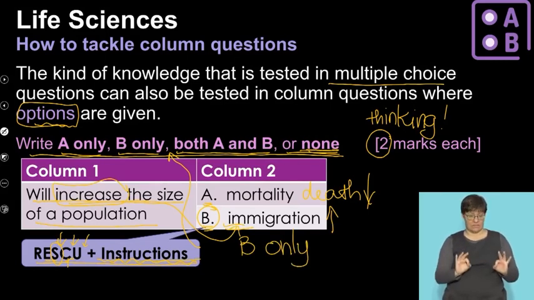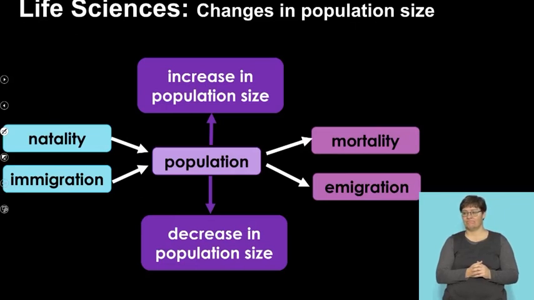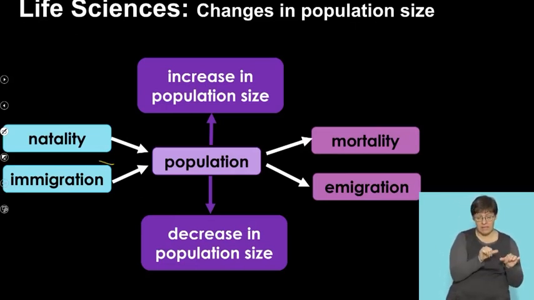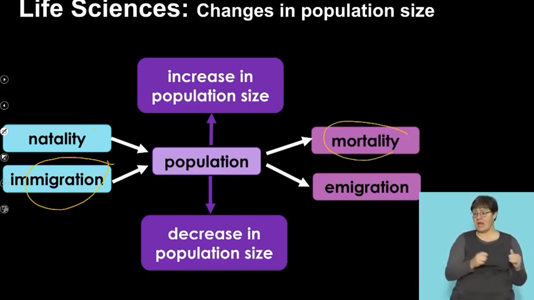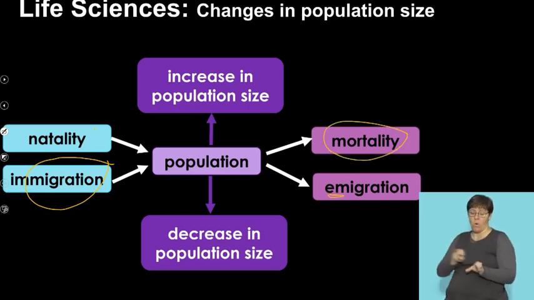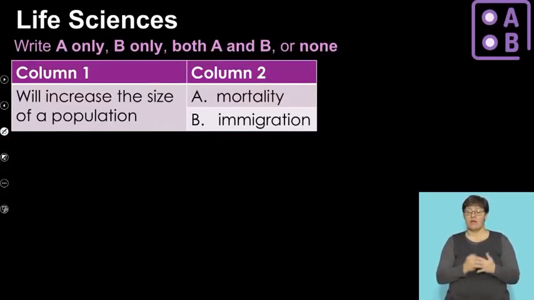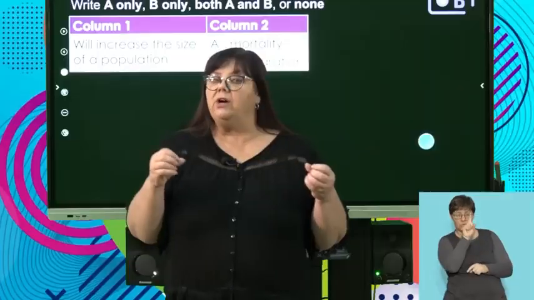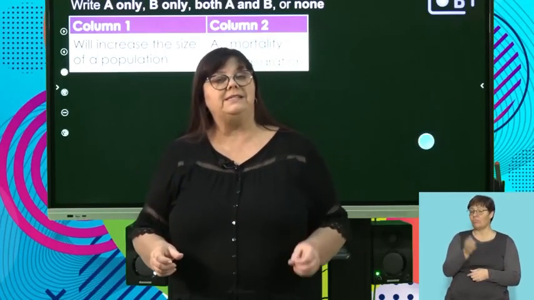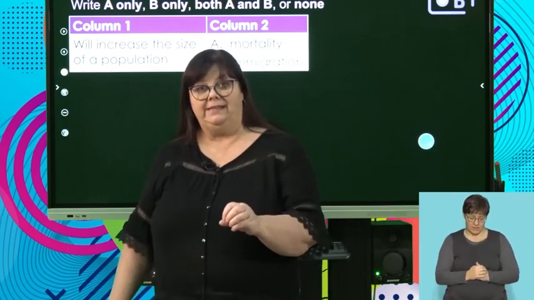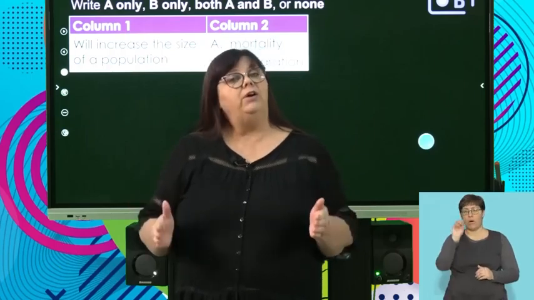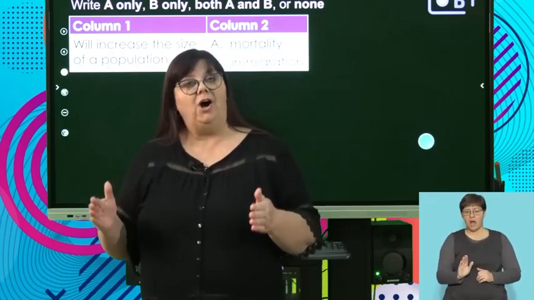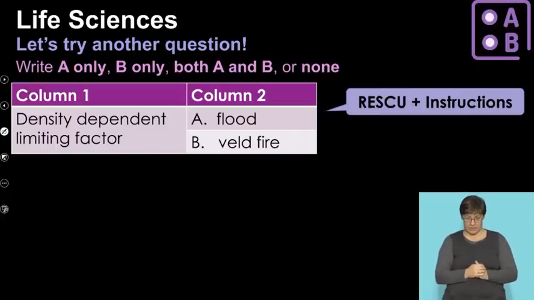All right, does that make sense to you? Increase in population size, immigration, or natality, but natality wasn't mentioned. Decrease in population size, mortality, or immigration. So when we really focus on our question and answer it, we know that the answer is B only, not just B or simply writing the letter B. Follow the instructions and write B only. Let's move on to another example.